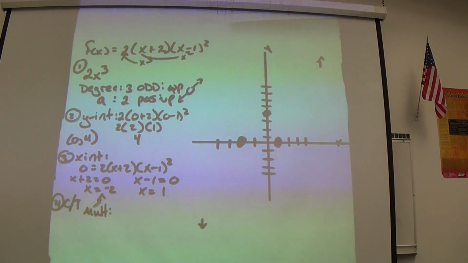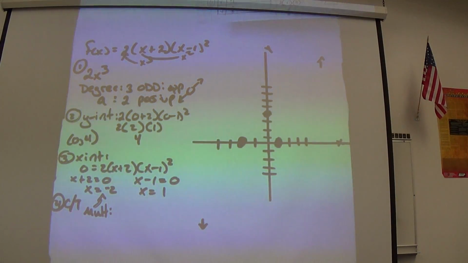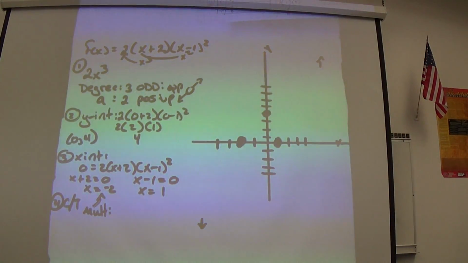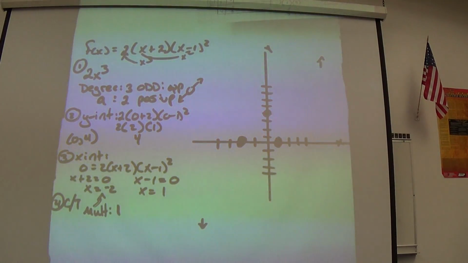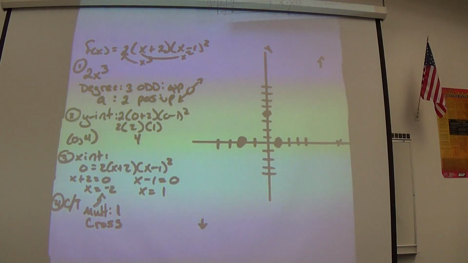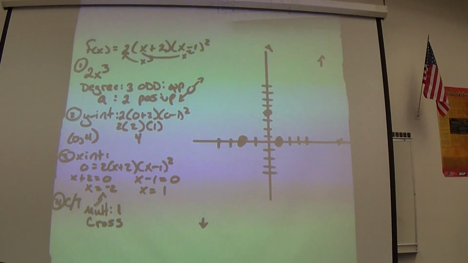What is the multiplicity of the negative 2? In other words, how many times technically do I get negative 2 from this? I only have one parenthesis there, right? So I only get it once. So that multiplicity is a 1. 1 is odd, so we're going to cross at negative 2.